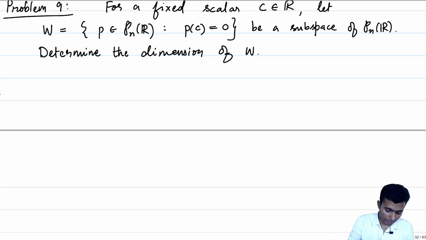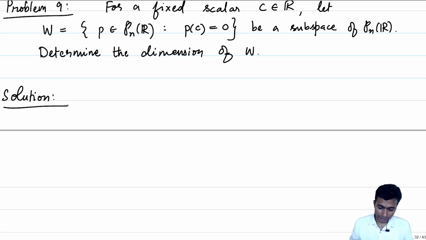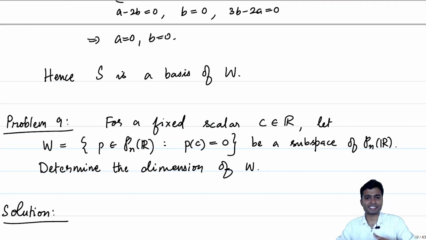Okay, so let's look at a solution. Of course, one needs to check that W is indeed a subspace. Even though it is being said that it is a subspace, it's our job to check that, because otherwise there is no question of finding the dimension. But as of now, let me leave that as an exercise for you to check that it is indeed a subspace. Our goal in this problem, however, is to determine the dimension of W.